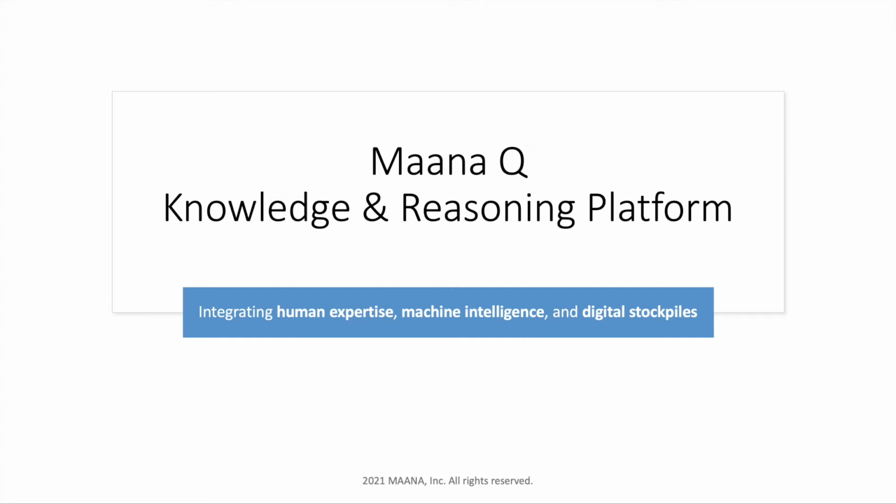This presentation gives you a brief introduction and overview of the Q platform. Maana integrates human expertise, machine intelligence, and digital stockpiles so it becomes very easy to form a judgment and make better decisions faster about business challenges.